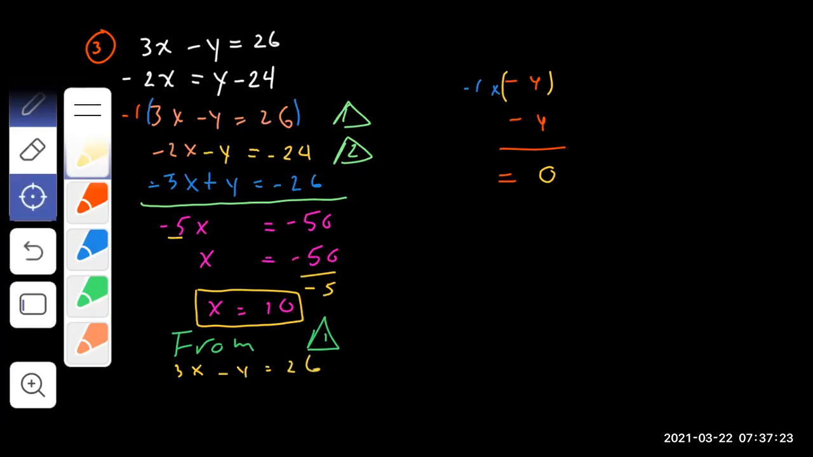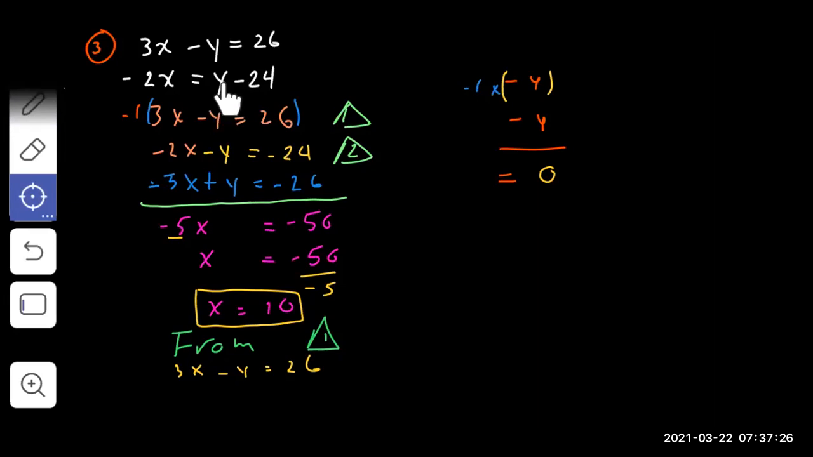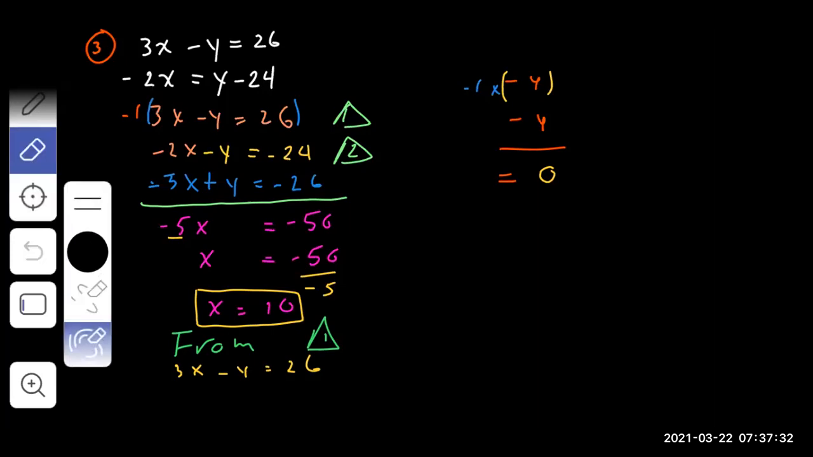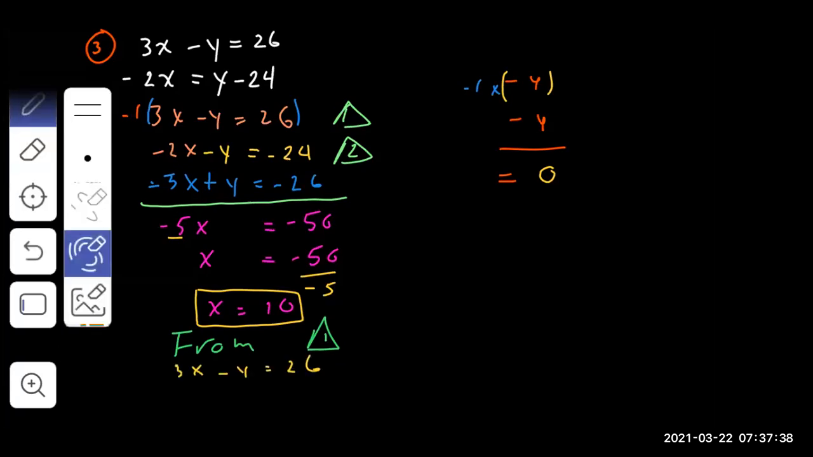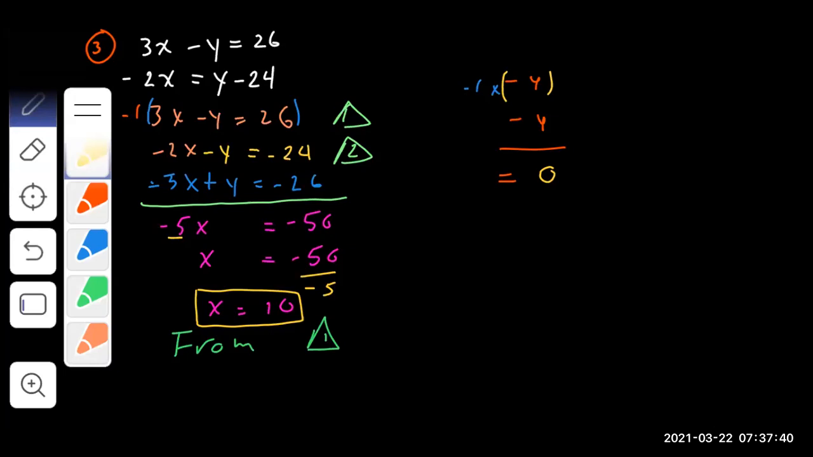I will go with the second one, guys, because take a look, y is almost alone. The only thing I will need to do is move this negative 24. It will be the same, but if you take the first one and I take the second one, let's see if we get the same answers. It'll have to work. I like the second expression, which is 2x equals y minus 24.